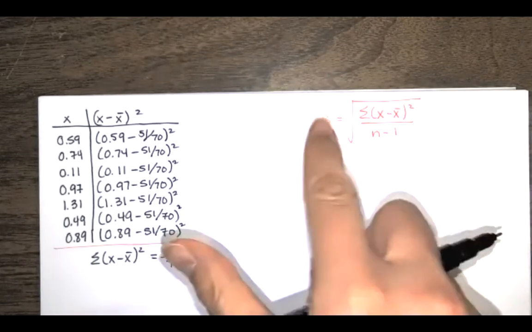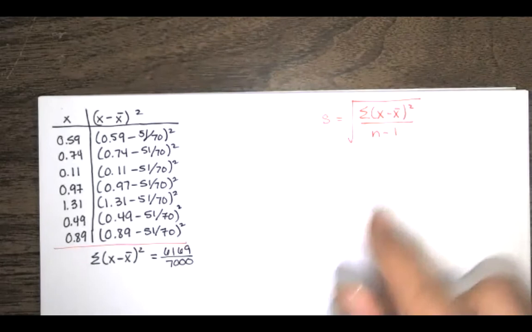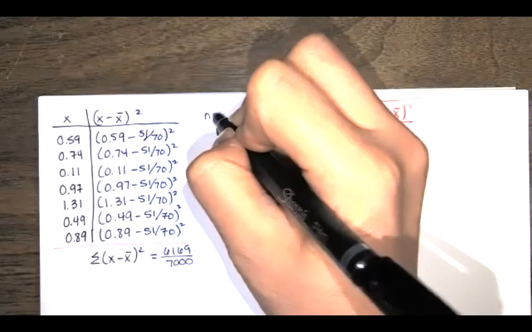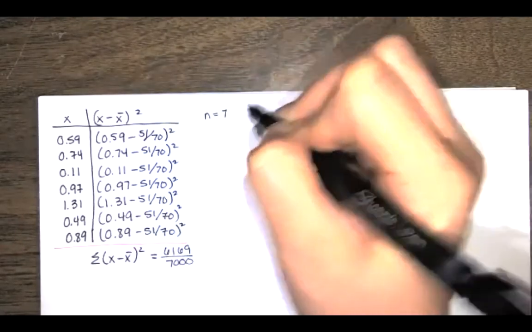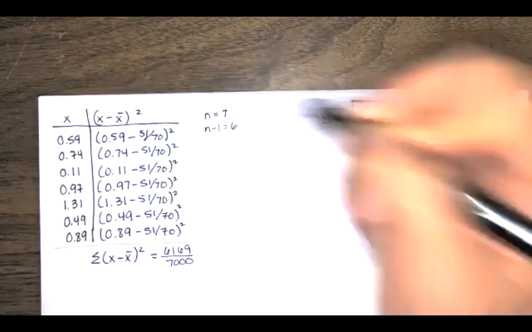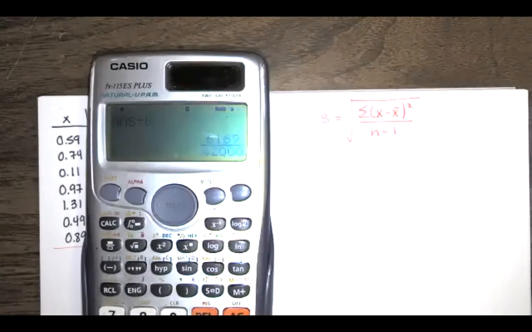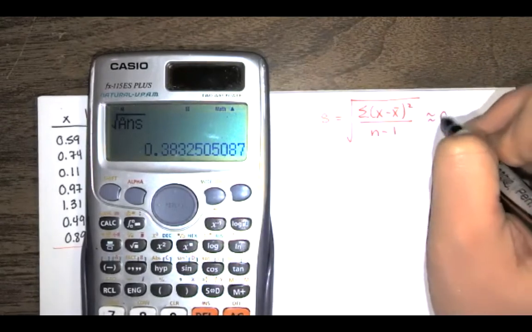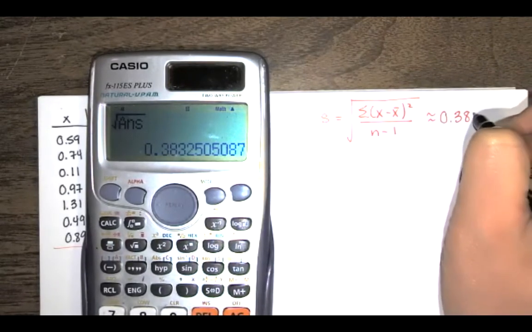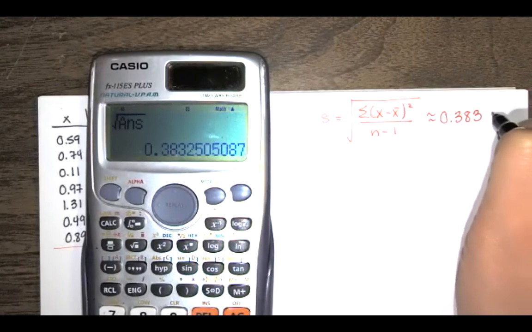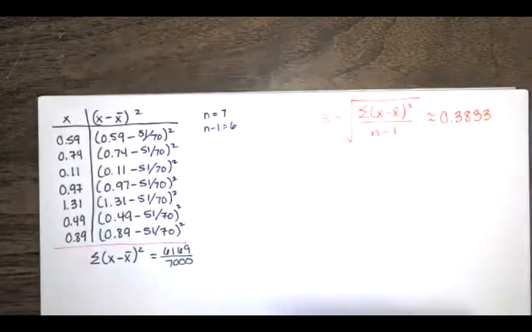Okay, so now we're going to take that and divide by n minus 1. N was equal to 7, so n minus 1 is equal to 6. Let's take that answer, divide by 6, take the square root of the answer, and that is our sample standard deviation. I'll round to 4 decimal places.